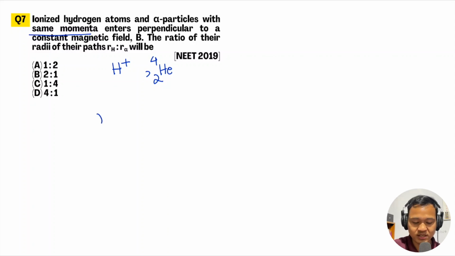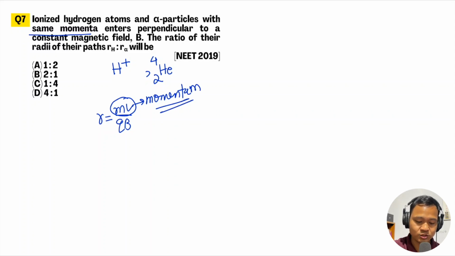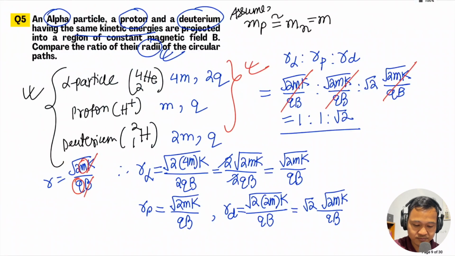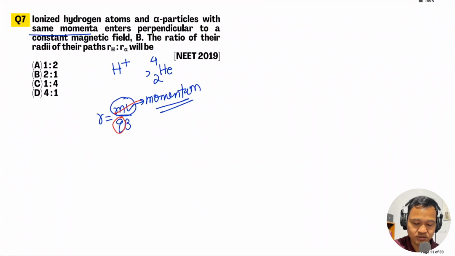The radius formula: r equals mv by qb. Here mv is momentum. The momentum is the same. So that means these two are same for both of them. The difference is in charge. Alpha particle charge is 2q, and proton charge is q. So that is the only difference.